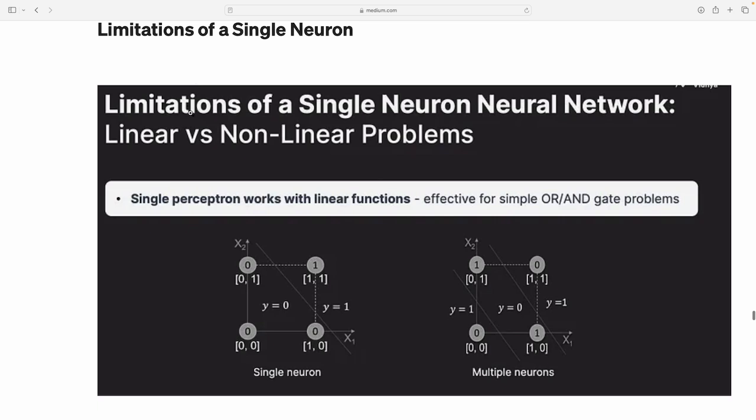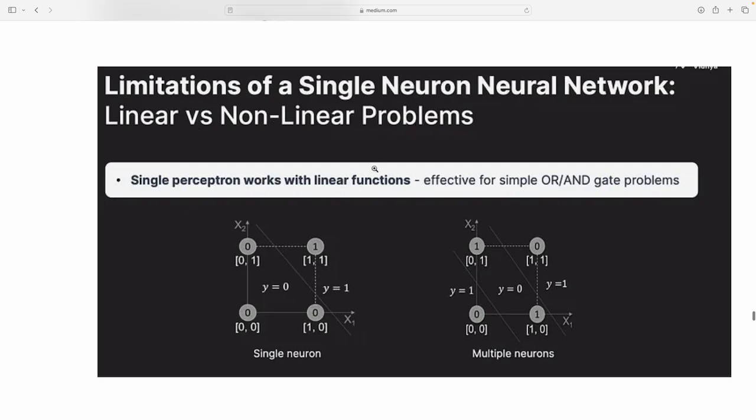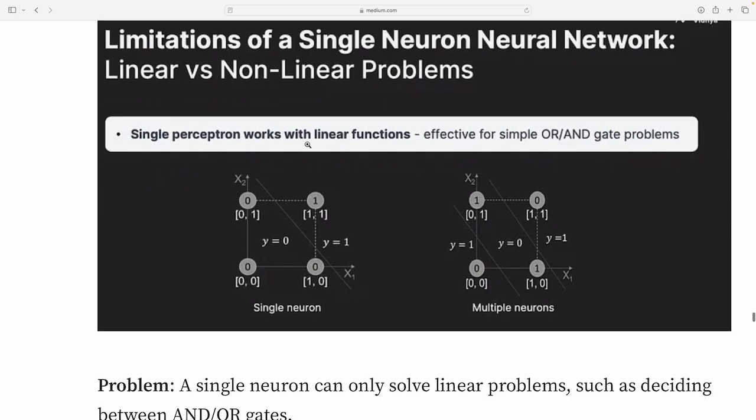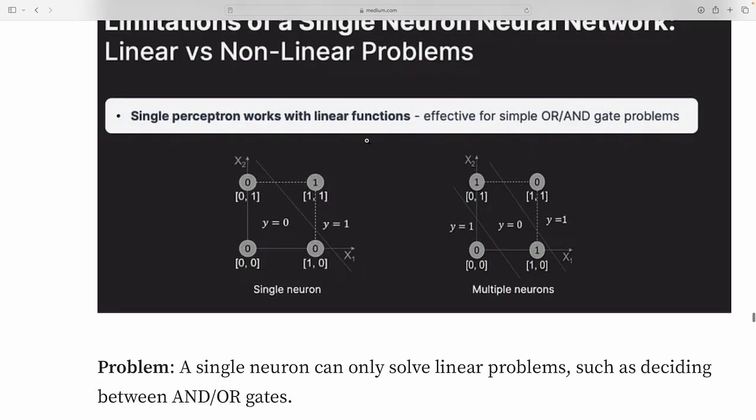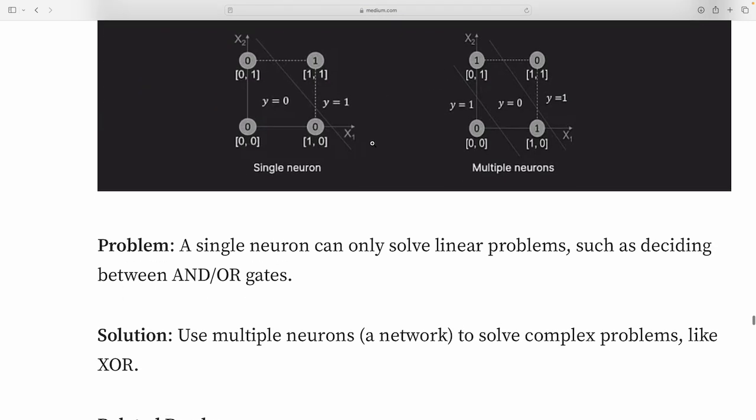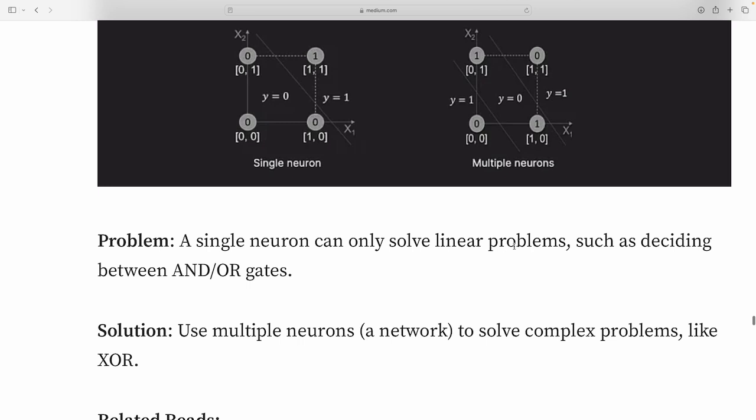Now the limitation of a single neuron in a neural network: linear versus non-linear problems. A single perceptron works with linear functions, effective for simple functions like AND and OR. But the problem is a single neuron can only solve linear problems, such as deciding between AND and OR.